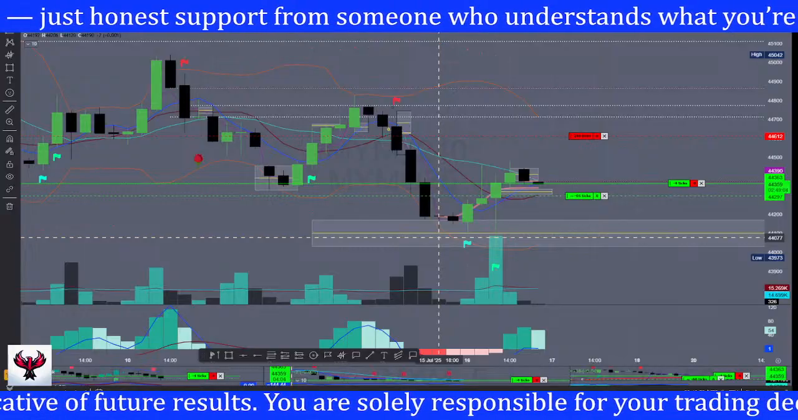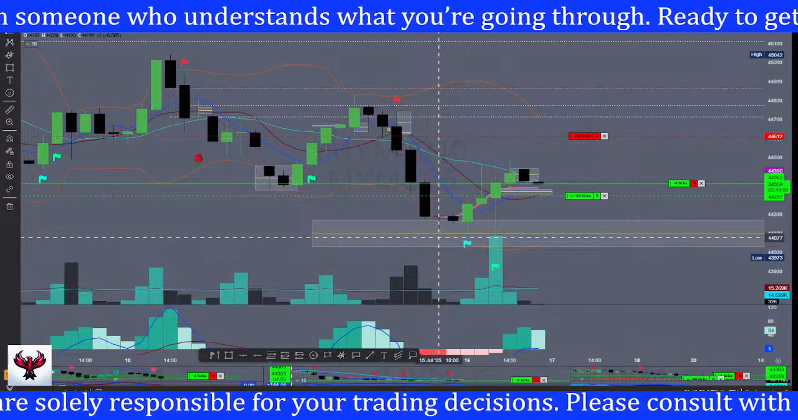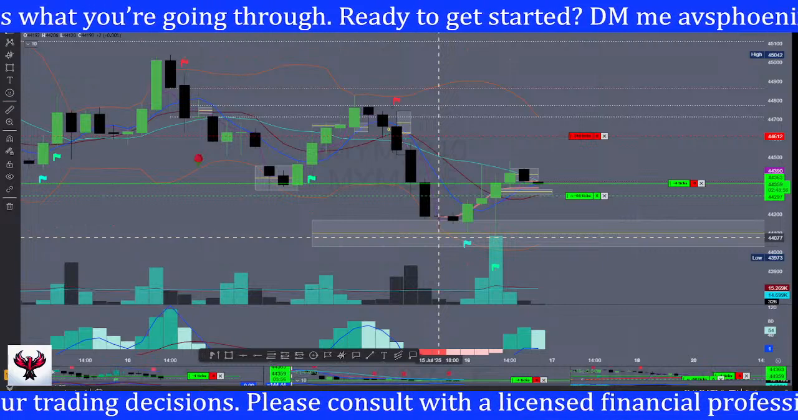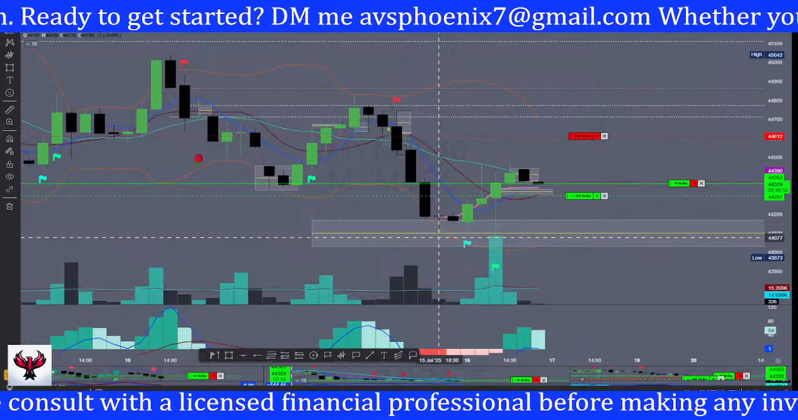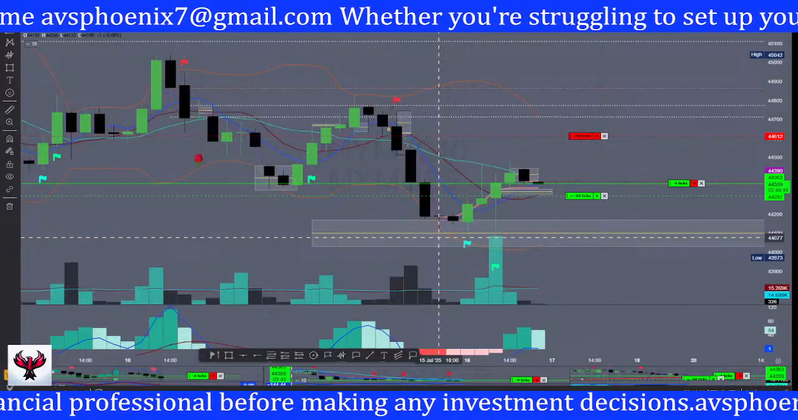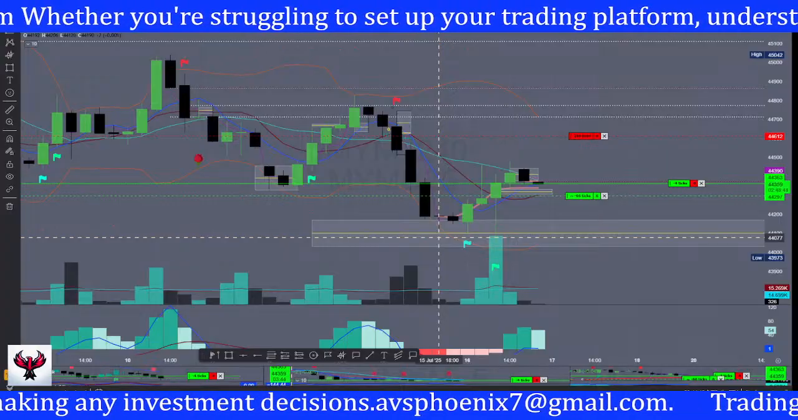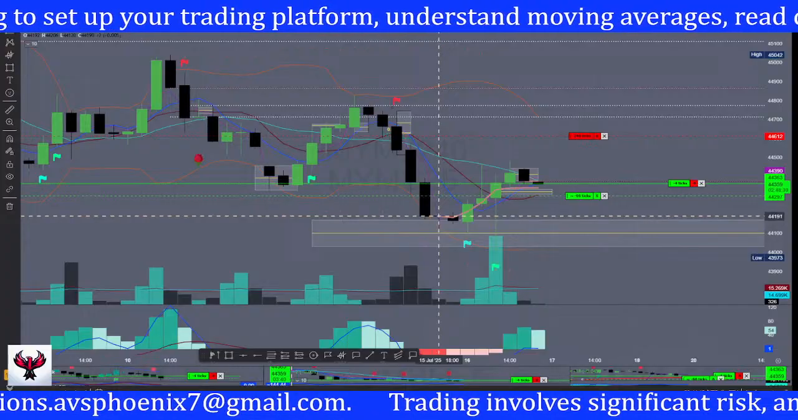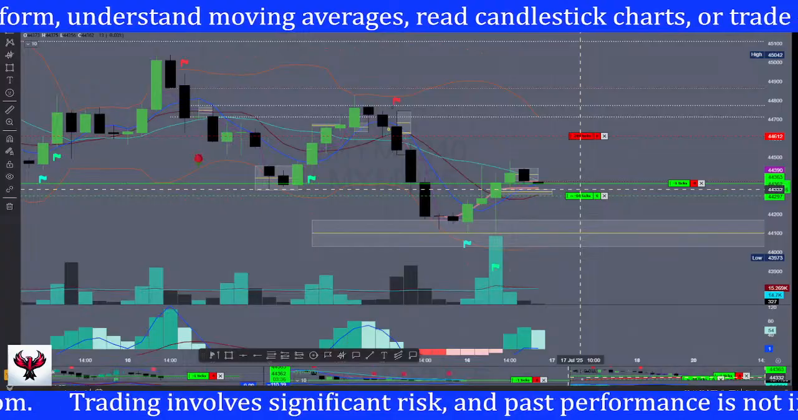Oh, wait a minute. Something's wrong now. This is from the 15. When was the 15? The 15 was Tuesday. This is from Tuesday. Tuesday anchor VWAP. That's where it's going.